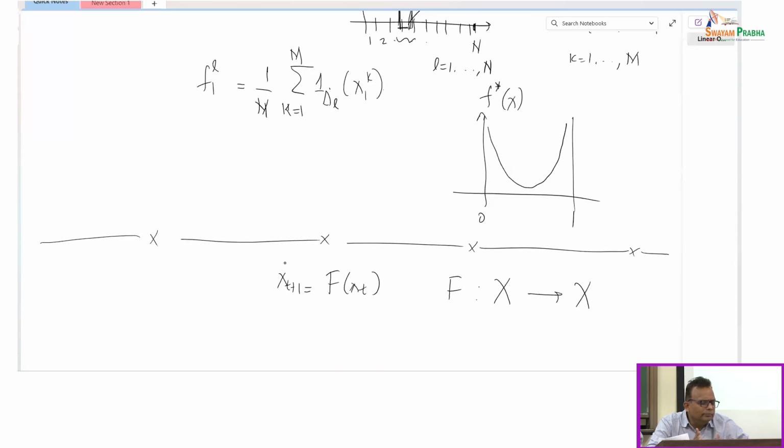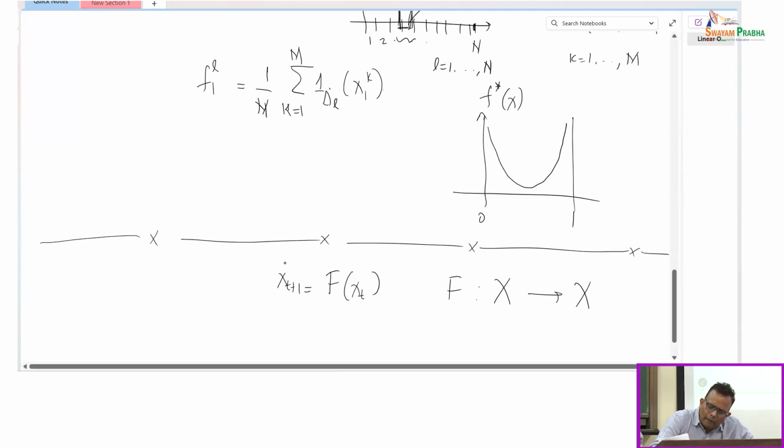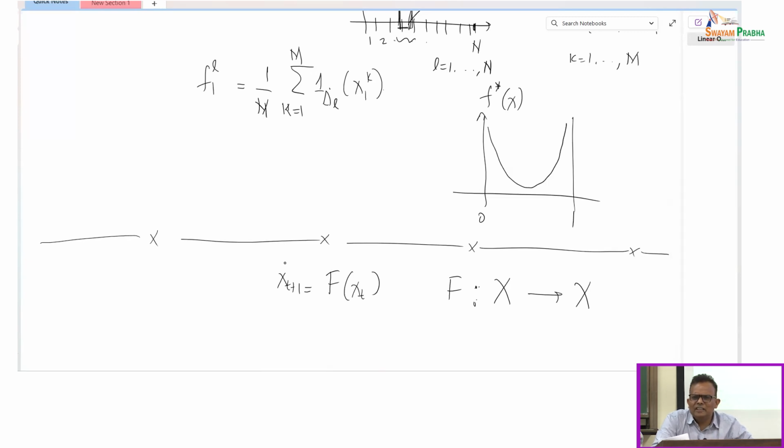All we need is that f is continuous, and we can also put some more structure on the underlying space X.